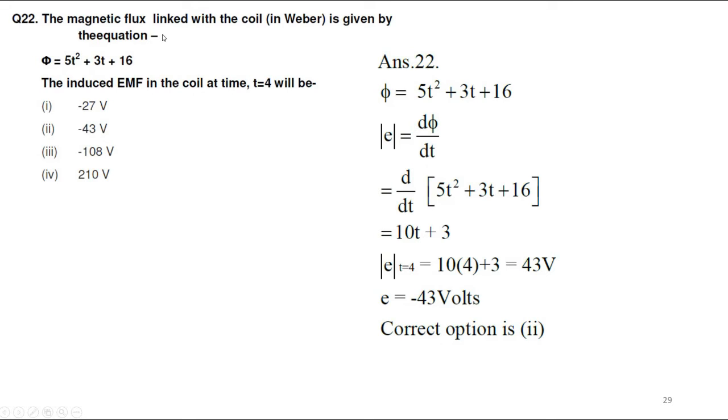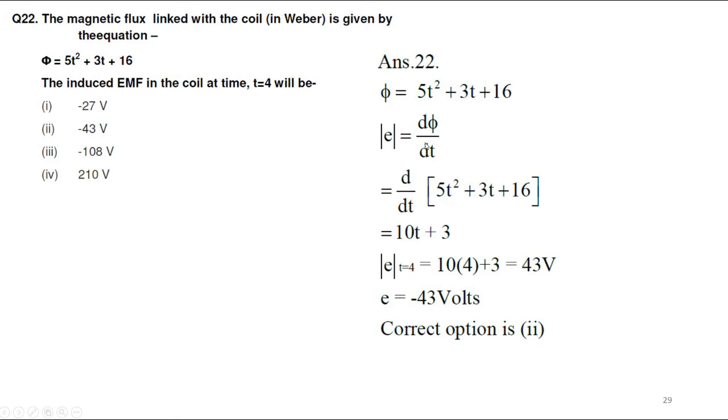Question number 22. The magnetic flux linked with the coil, of course the unit is Weber, is given by the equation phi is equal to 5t square plus 3t plus 16. The induced EMF in the coil at time t equal to 4 seconds will be: option 1, minus 27 volt; option 2, minus 43 volt; option 3, minus 108 volt; option 4, 210 volt. This is the answer given in the key. Given phi is equal to 5t square plus 3t plus 16.